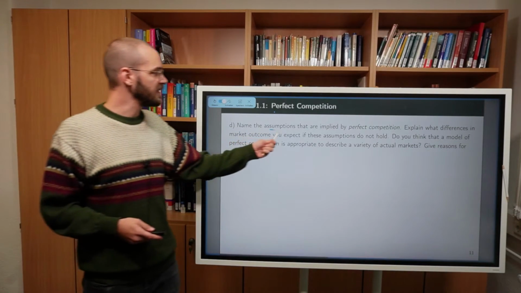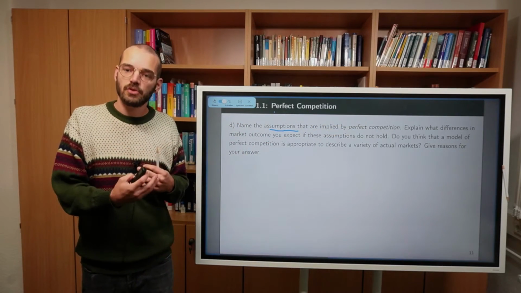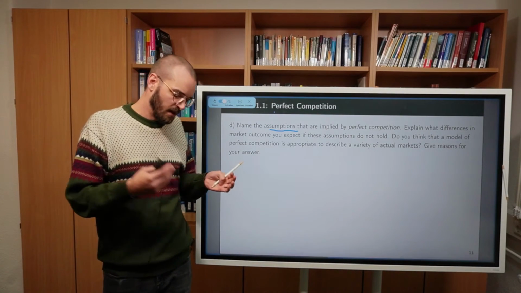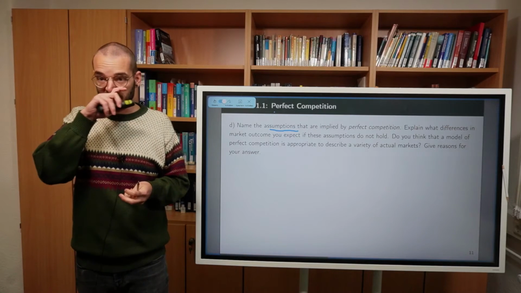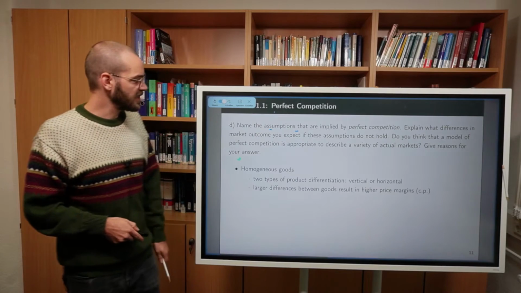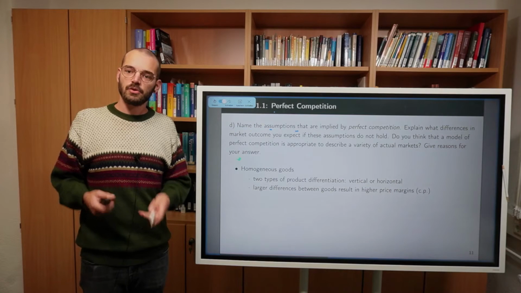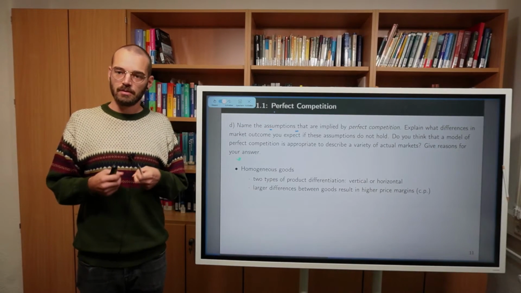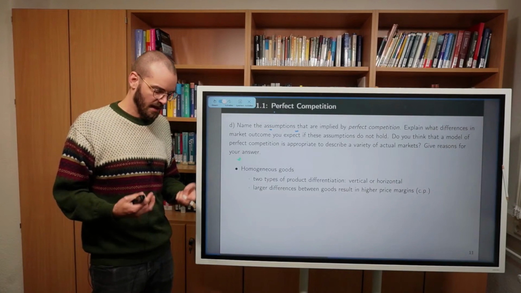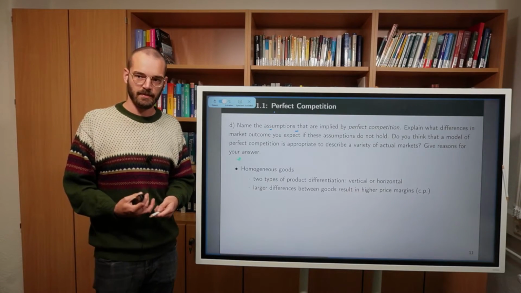First, by naming these assumptions and, in doing so, explaining how loosening these assumptions would change the market outcome. Let's start with homogeneous goods. So usually in perfect competition, we assume homogeneous goods, which means that the consumer cannot differentiate between the goods, right? It simply does not matter from what firm the good is bought. Homogeneous goods.